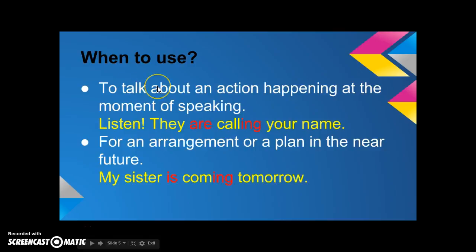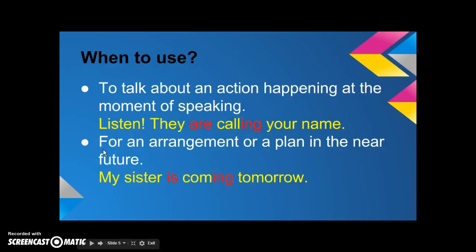When do we use the present progressive? So first of all, we use the present progressive to talk about an action happening at the moment of speaking. For example, listen, they are calling your name. Okay, they are calling your name right now. That's why we use the present progressive, an action that is happening at the moment of speaking. And of course, again in red, we have the verb be and the ending ing.